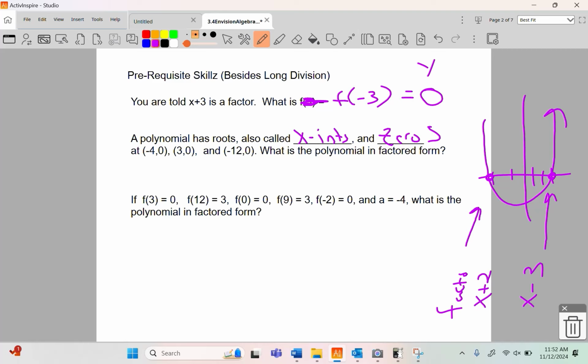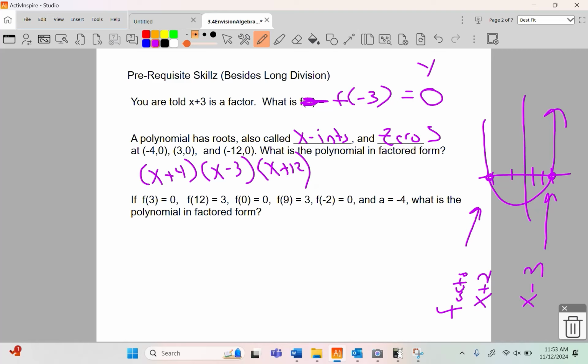So again, we have a 0 at negative 4, 0. What's the factor that creates it? X plus 4. We have a 0 at 3, 0. What's the factor that makes it? X minus 3. We have a 0 at negative 12, 0. What's the factor that makes it? You see how hard this skill is? Why can't you retain it for 24 hours? I don't get it. Retain it.